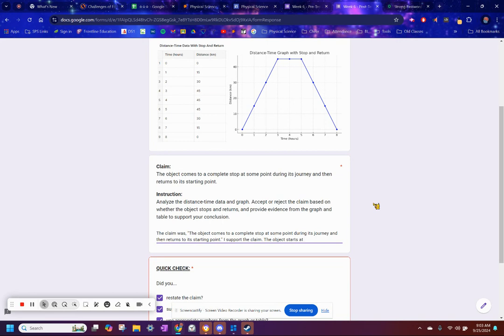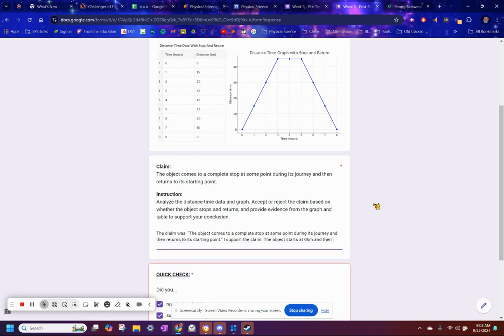starts at 0 kilometers and then travels for 3 hours. Let's use the units that we were given here. Hours, so travels for 3 hours to 45. Is it meters? No, it's kilometers, to 45 kilometers. The object stays at 45 kilometers for 2 hours.